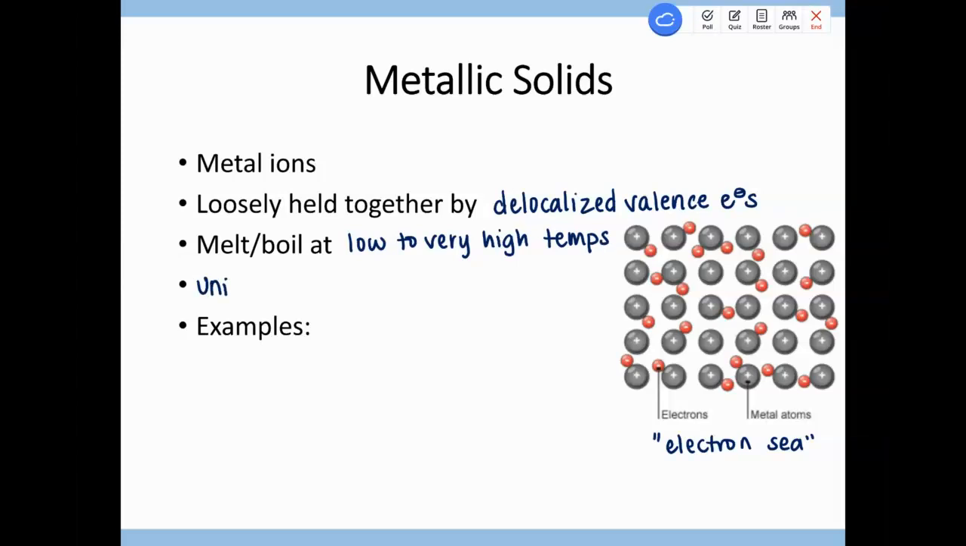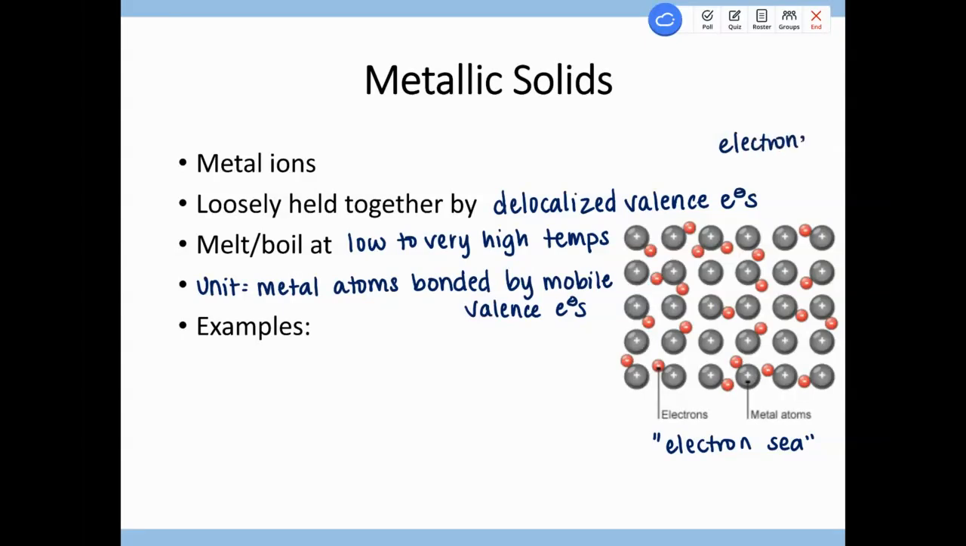And then one unit we describe as metal atoms bonded by mobile valence electrons. Mobile, delocalized, is meant to communicate the same thing. I don't know if I've defined this in our class. Maybe I have, but I use this here: e negative charge, and s to equal electrons, just as shorthand.